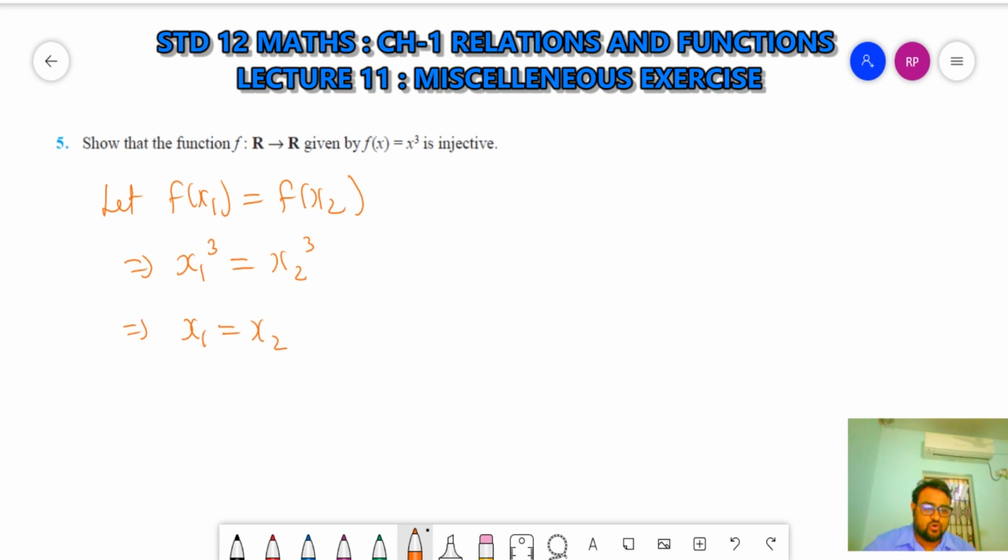But here it's cube. We know that the cube of a negative number is negative and the cube of a positive number is positive. So here we get x1 equal to x2. We started with f(x1) equal to f(x2) and we proved x1 equal to x2, therefore f is one-one, or I can say injective. So this was about question number 5, just note it down.